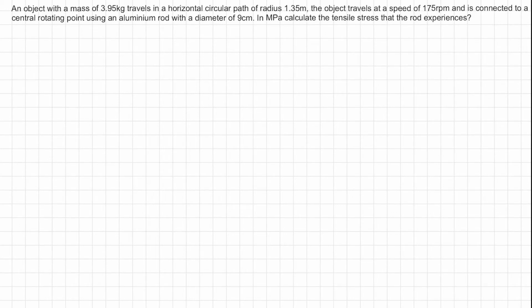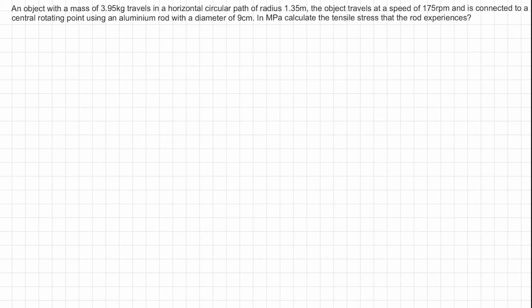So the question we're going to be doing is an object with a mass of 3.95 kilograms travels in a horizontal circular path of radius 1.35 meters. The object travels at a speed of 175 revolutions per minute and is connected to a central rotating point using an aluminium rod with a diameter of 9 centimeters. In megapascals, calculate the tensile stress that the rod experiences.